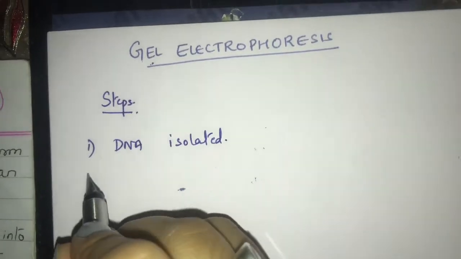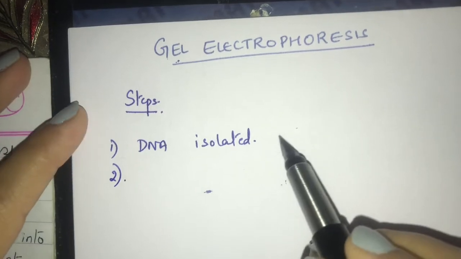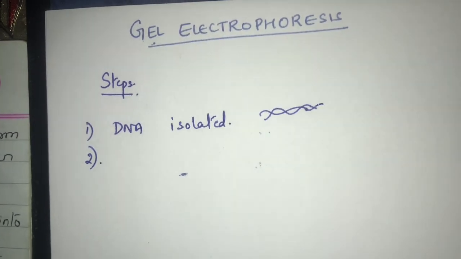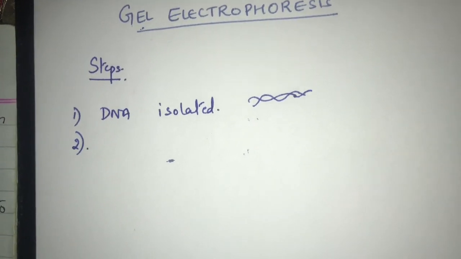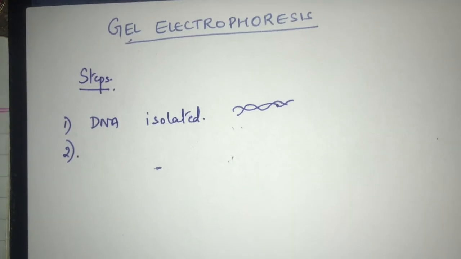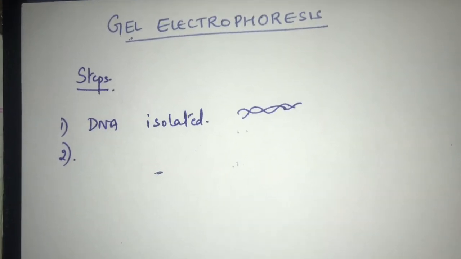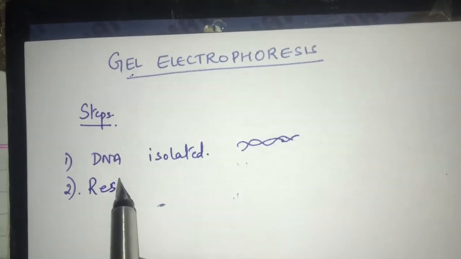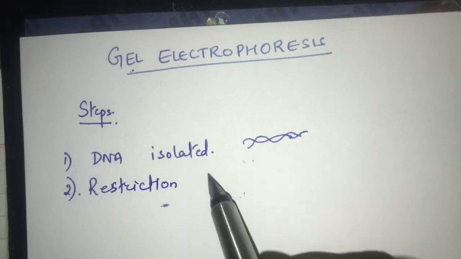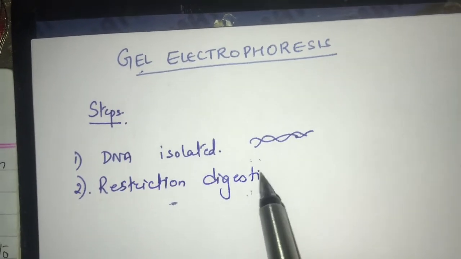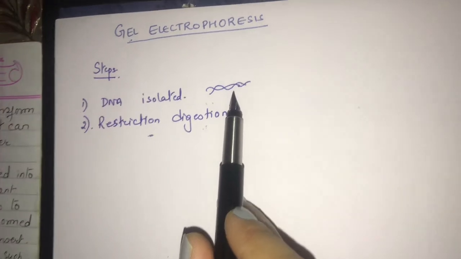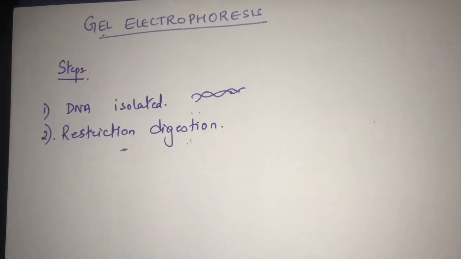Then after that, number two is restriction digestion. Since you know that DNA is a very long chain, we need to make different fragments of DNA. Restriction digestion means making fragments of DNA. This long chain of DNA needs to be broken down into smaller fragments.